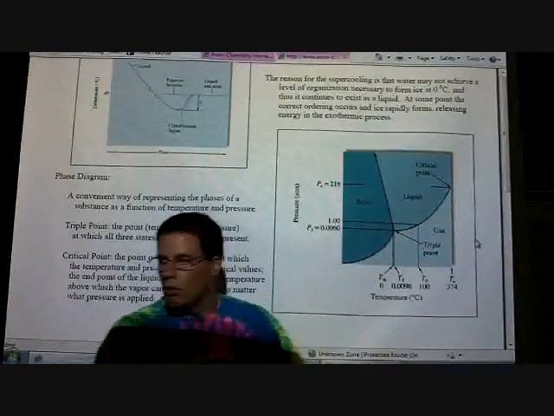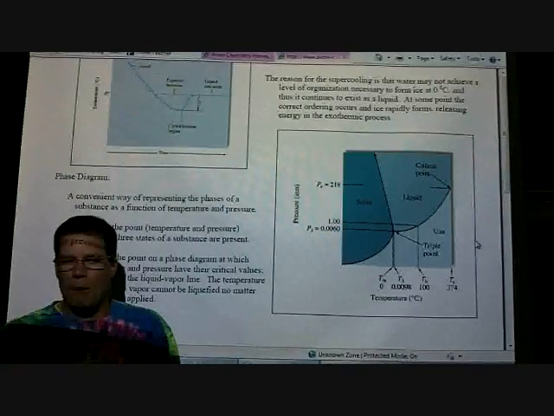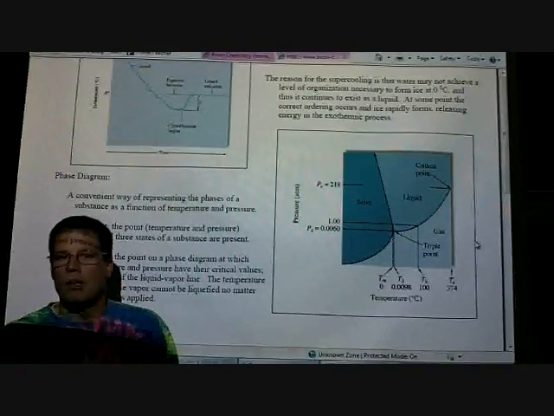What is critical point? Where it explodes. Can't be neither. Explodes. Edit that out.